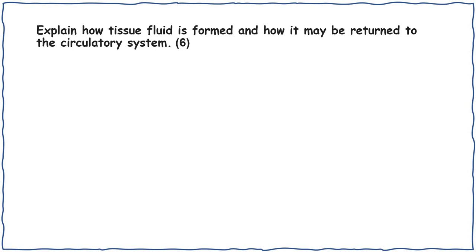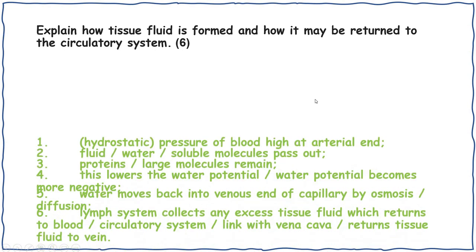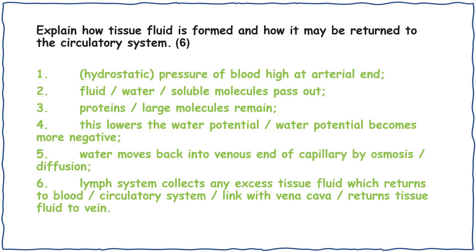Explain how tissue fluid is formed and how it may return to the circulatory system. Hydrostatic pressure of the blood is high at the arterial end. Fluid or water or soluble molecules pass out. Proteins or large molecules remain. This lowers the water potential, or the water potential becomes more negative. Therefore, water moves back into the venous end of the capillary by osmosis or diffusion. The lymph system collects any excess tissue fluid which returns to the blood or circulatory system. This links with the vena cava or returns tissue fluid to the vein.